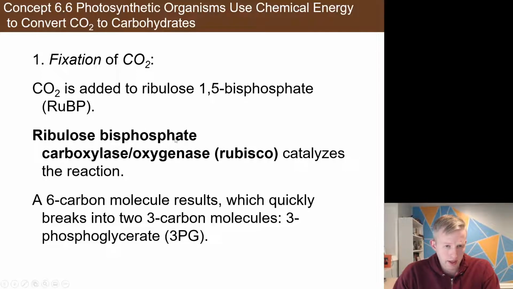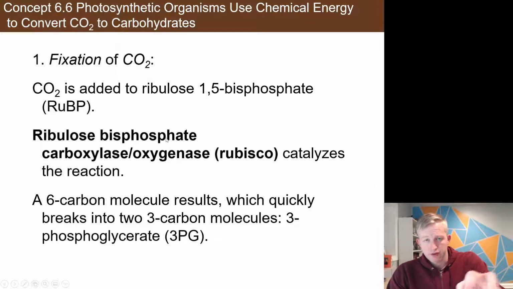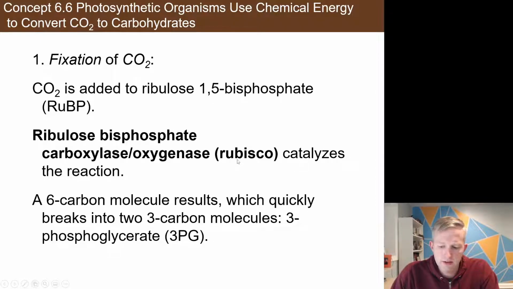Ribulose bisphosphate is the 5-carbon molecule that's scooping up the CO2, and then there's an enzyme that is catalyzing that reaction. That's called rubisco. It's called rubisco, basically a smashing together of all these words. Anyway, it's a very important enzyme for plants.